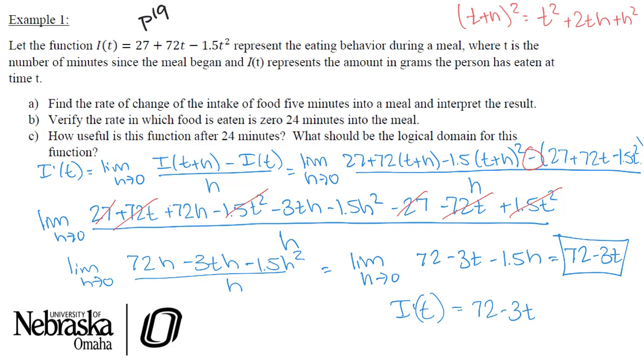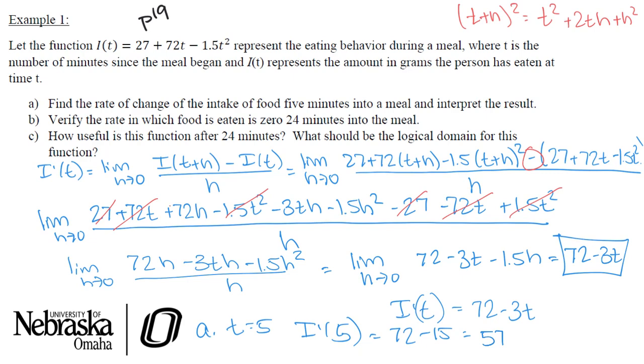So part A asks us to find the rate of change of the intake of food 5 minutes into a meal and interpret the result. Okay, so what we want to do is actually plug in for part A. We're saying t is equal to 5. So we want I prime of 5, 72 minus 15, right? Since 3 times 5 is 15, so we get 57.